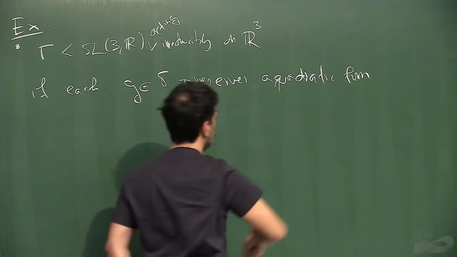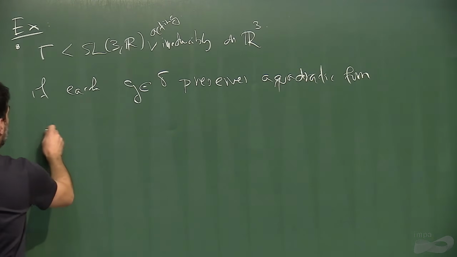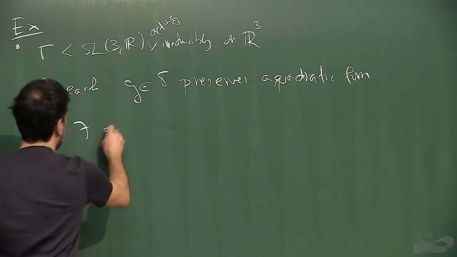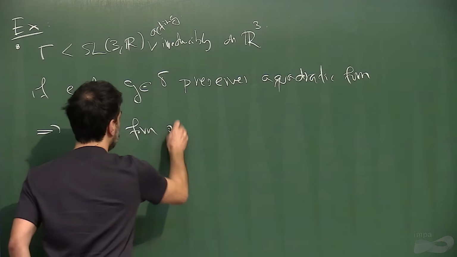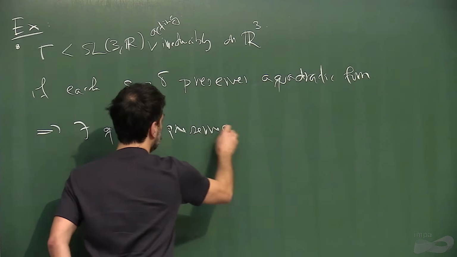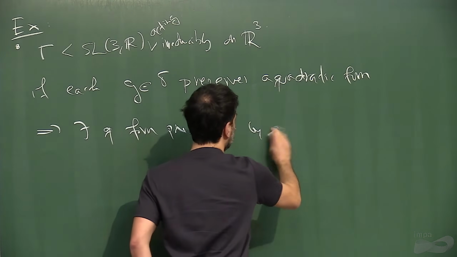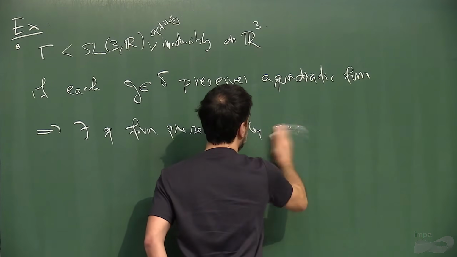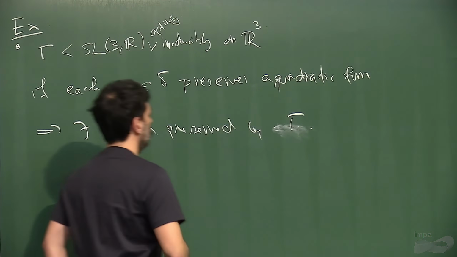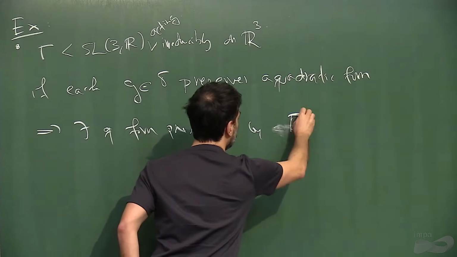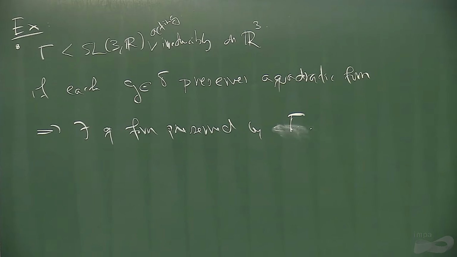Maybe non-degenerate, if you want. Then there exists a quadratic form preserved by every γ in Γ. So this is one of the typical applications that you can have from this kind of result.